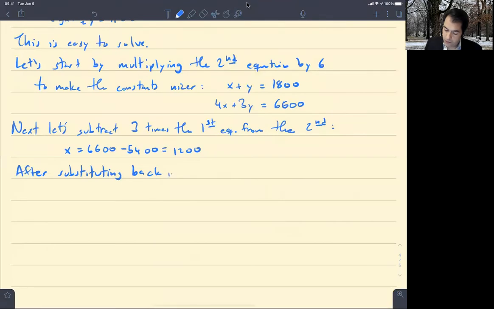back into the first equation, we get that y is equal to 6.